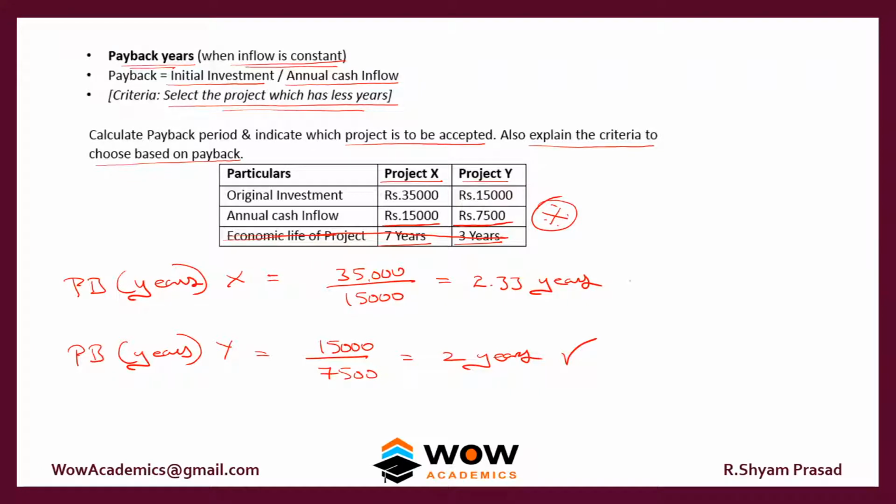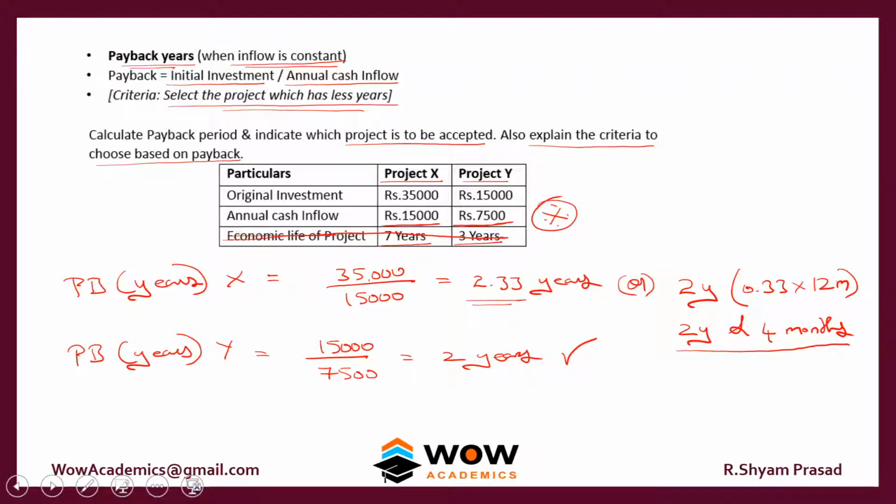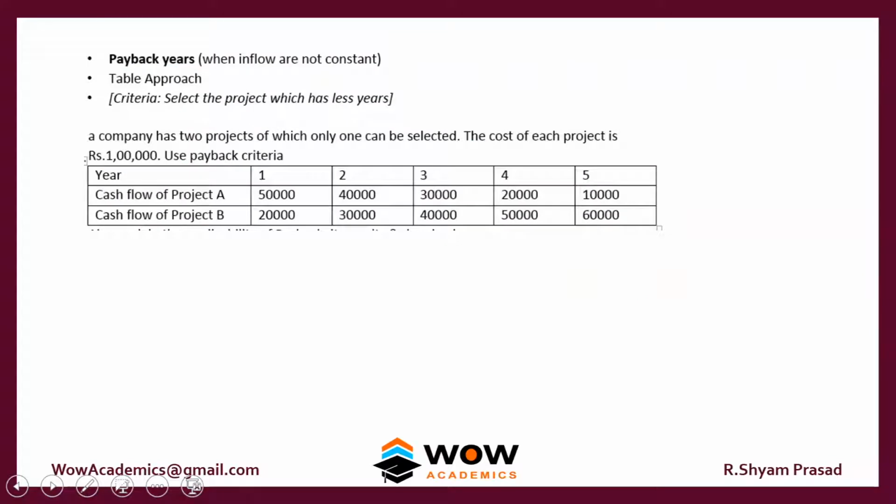This 2.33 years can also be found out like this. For example, 2 years and the balance 0.33 refers to the months. You can multiply it by 12, and you will get roughly 4 months. So this project can also be said to have a payback period of 2 years and 4 months. The question will state whether it wants the answer in decimal form or in years and months. Based upon that you can work it out. We'll go to the next problem.